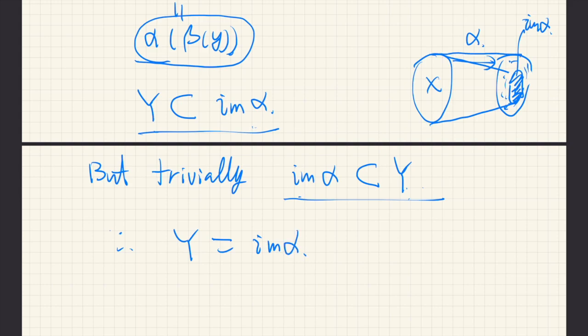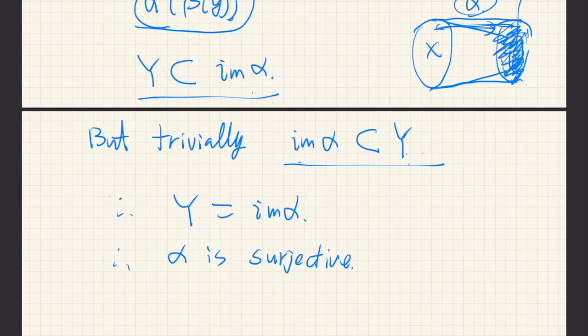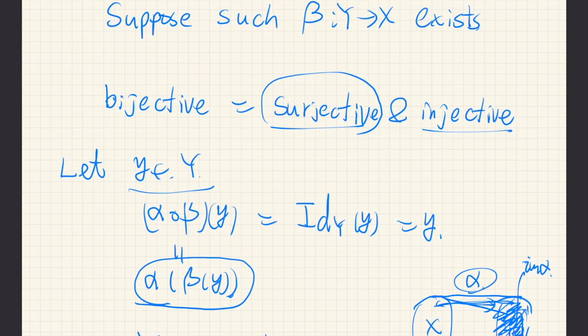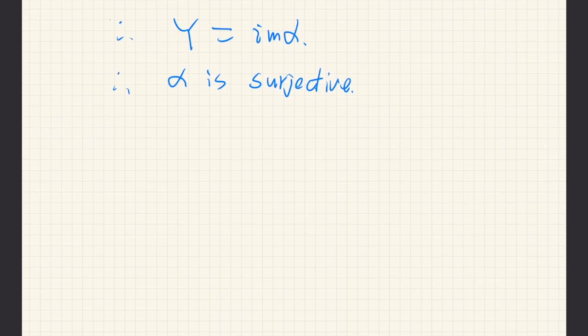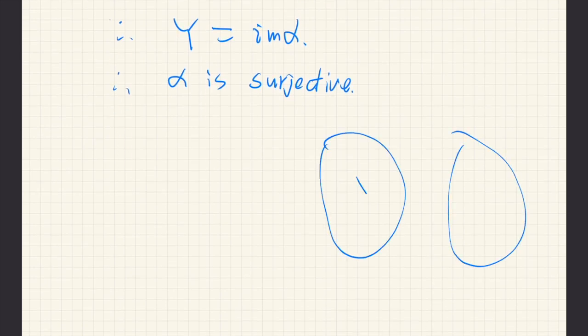So that means the image of alpha covers the entire y. So that means alpha is surjective. In other words, every element in y has a counterpart in x through the map alpha. So the surjective part is done. And what's left is to prove that alpha is injective. So injective means, again, x and y. If we have two different elements in x, then through alpha, we have two different elements in y.